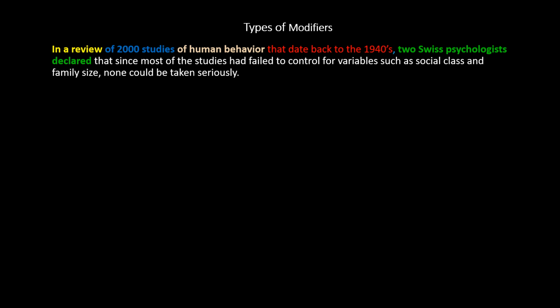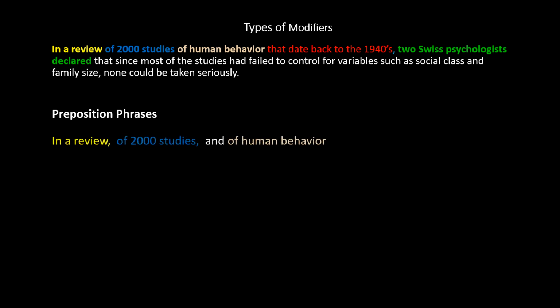In this sentence, the modifiers, prepositional phrases, are in a review of 2000 studies and of human behavior. And there is also another modifier, that is a relative clause, that date back to the 1940s. Shortly we will be discussing the relative clauses also.